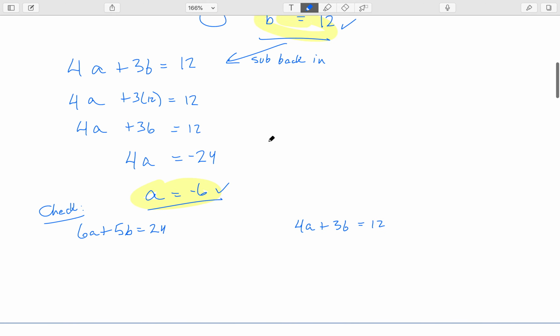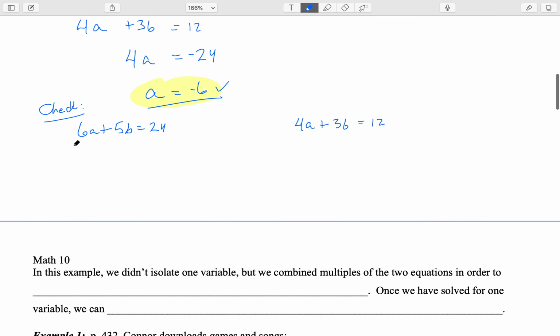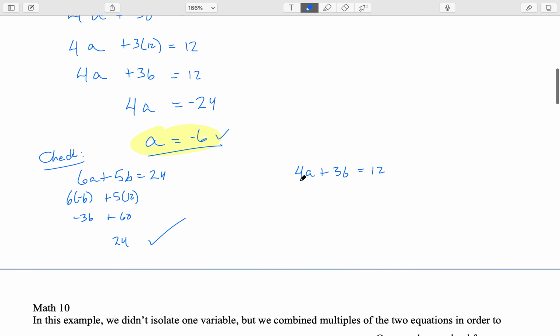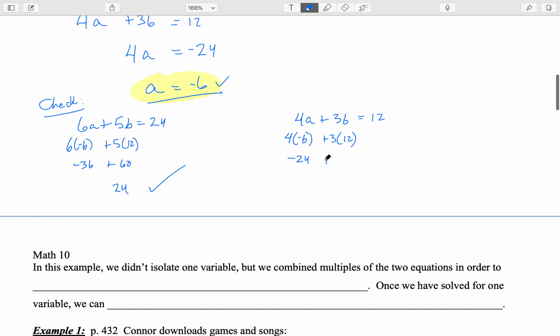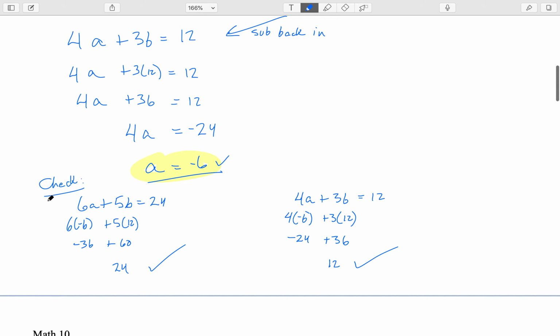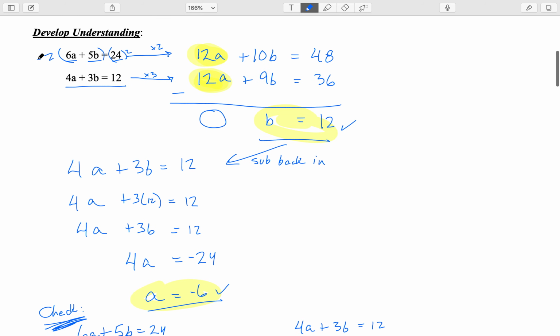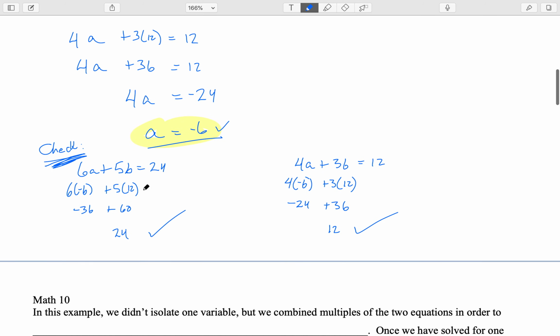Let's try it. a is negative 6, b is 12. So 6 times negative 6 and 5 times 12. So this is negative 36 plus 60, which by the way is 24. Yes, it is. Okay, let's try this one. 4 times negative 6, 3 times 12. So I'm going to get negative 24 plus 36, which is 12, by the way. Yes, it works. So remember, if they ask you to do a check, you have to check it in both equations. So equation number 1, this one, and equation number 2, that one. It's got to work in both.